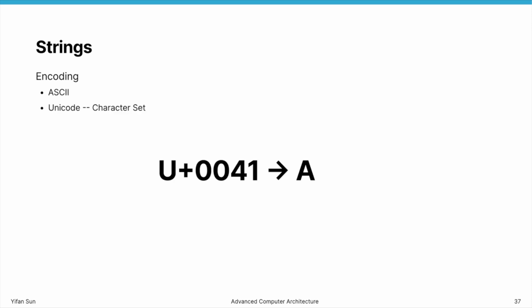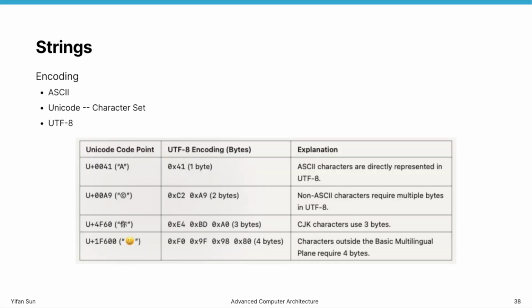Then they defined this thing called Unicode. Unicode is not an encoding, it's basically a character set, which says which characters we need to represent. Now each has a number, but this number is not necessarily the encoding that we use in memory. What is an encoding? A more common encoding is UTF-8. UTF-8 can use either 1 byte, 2 bytes, 3 bytes, or 4 bytes to represent a character.